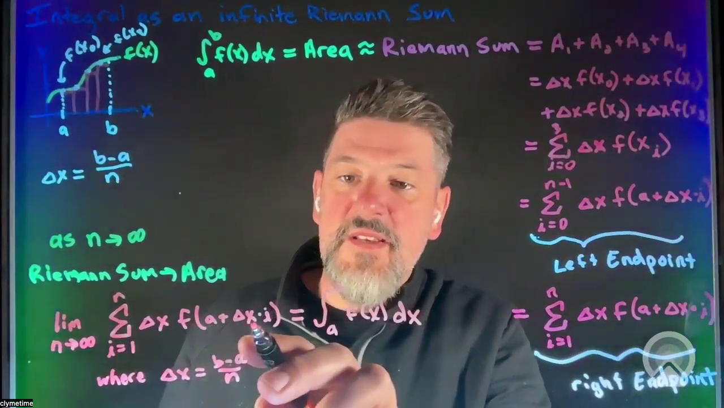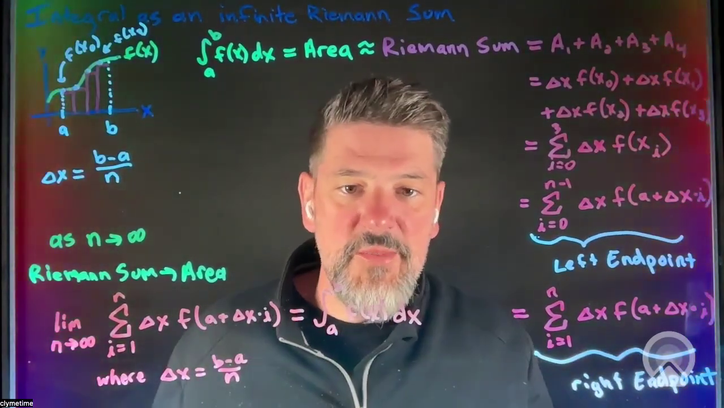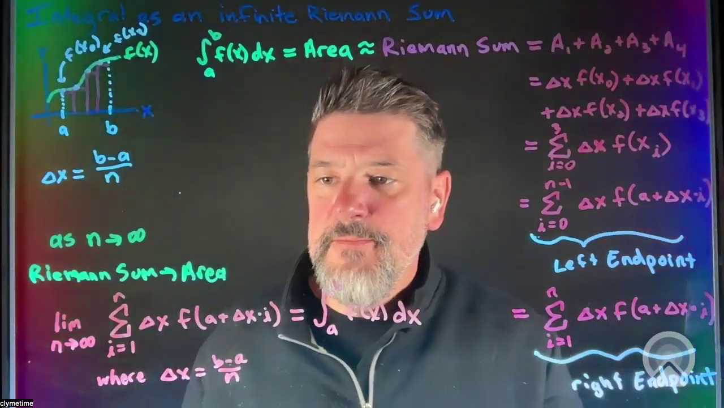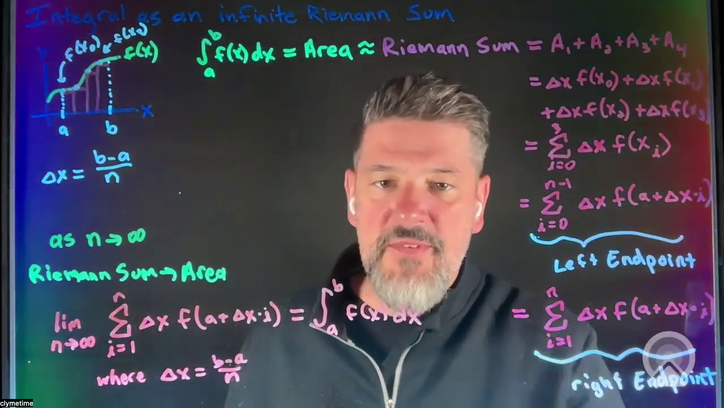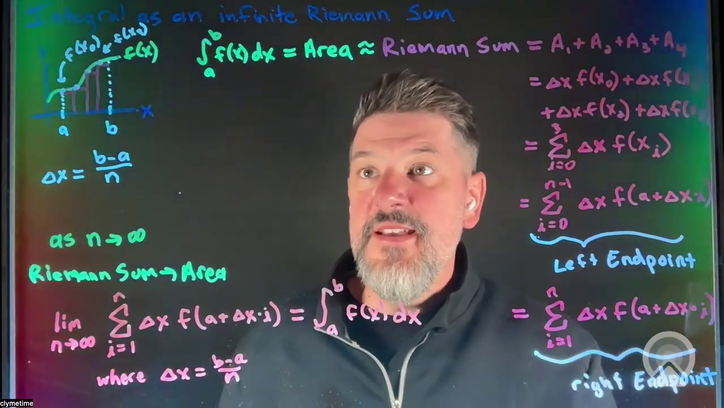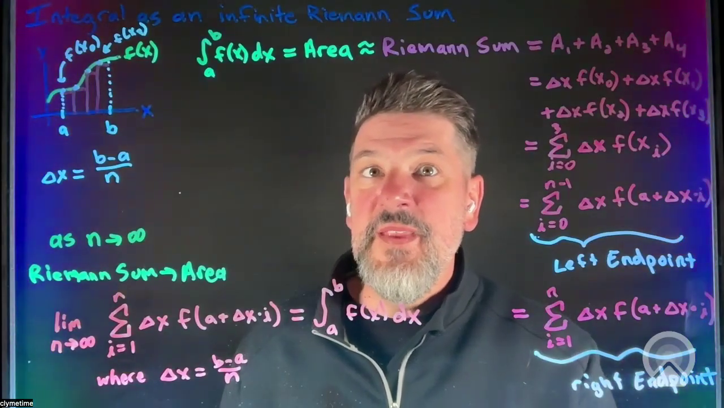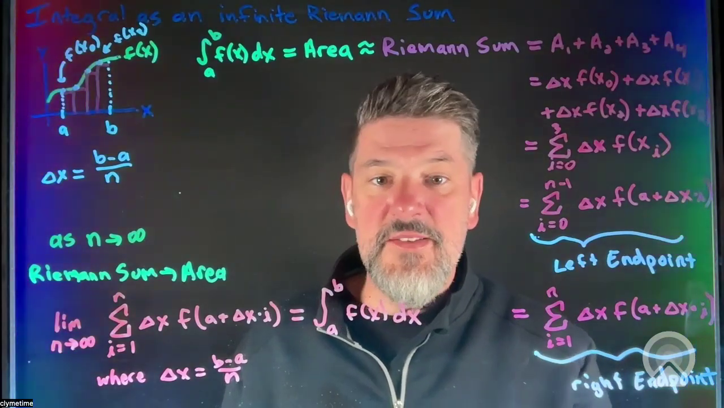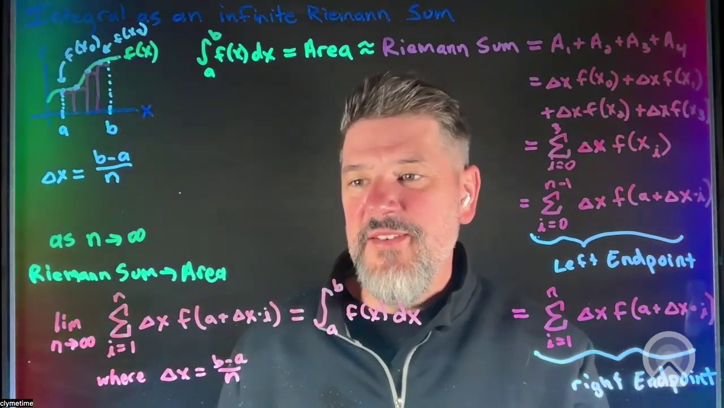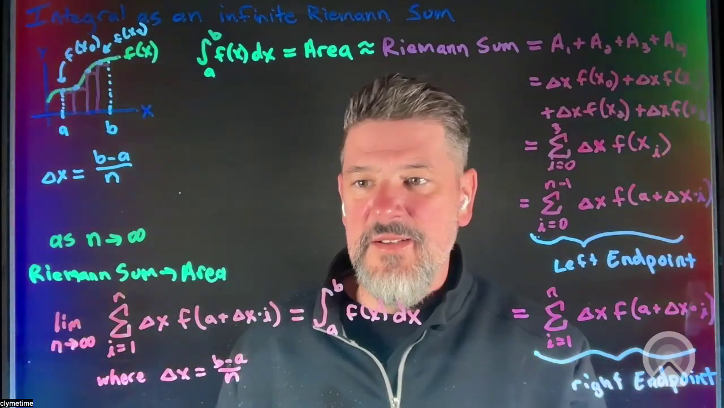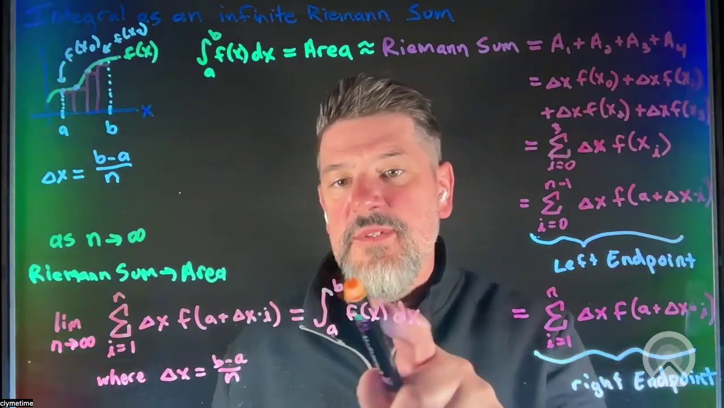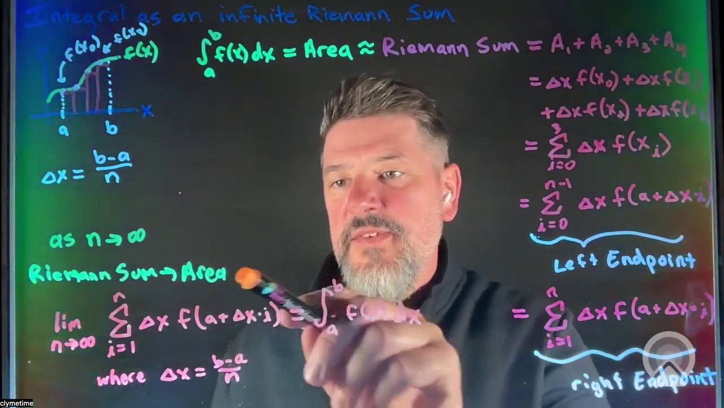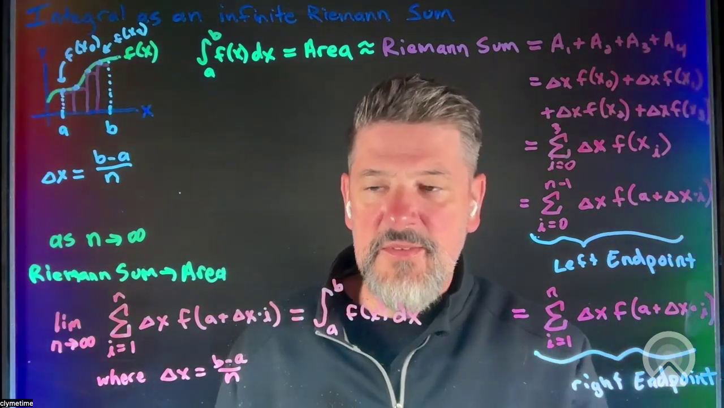So yes, the Riemann sum is actually equal to the area. It's not an approximation, it's equal to the area, but only if we have an infinite number of rectangles. So can the integral be written as a Riemann sum and be equal, not just approximate? The answer is yes, but only with an infinite number of rectangles. This is the formal definition of the integral as area: an infinite sum of infinitely small rectangles.